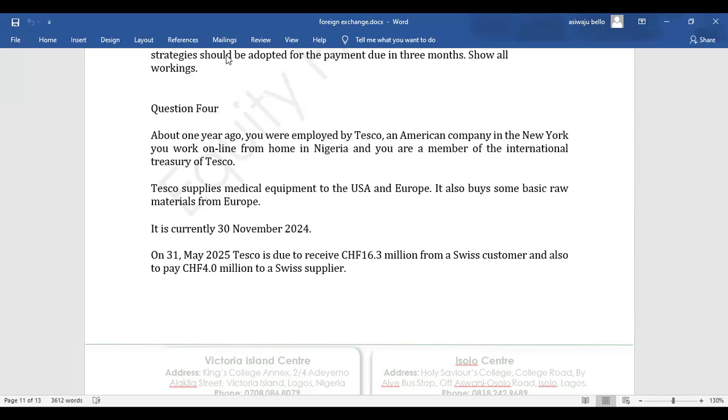It is currently 30 November 2014. On 31st May 2022, Tesco is due to receive CHF 16.3 million from a Swiss customer. Also, to pay 4 million CHF to a Swiss supplier.